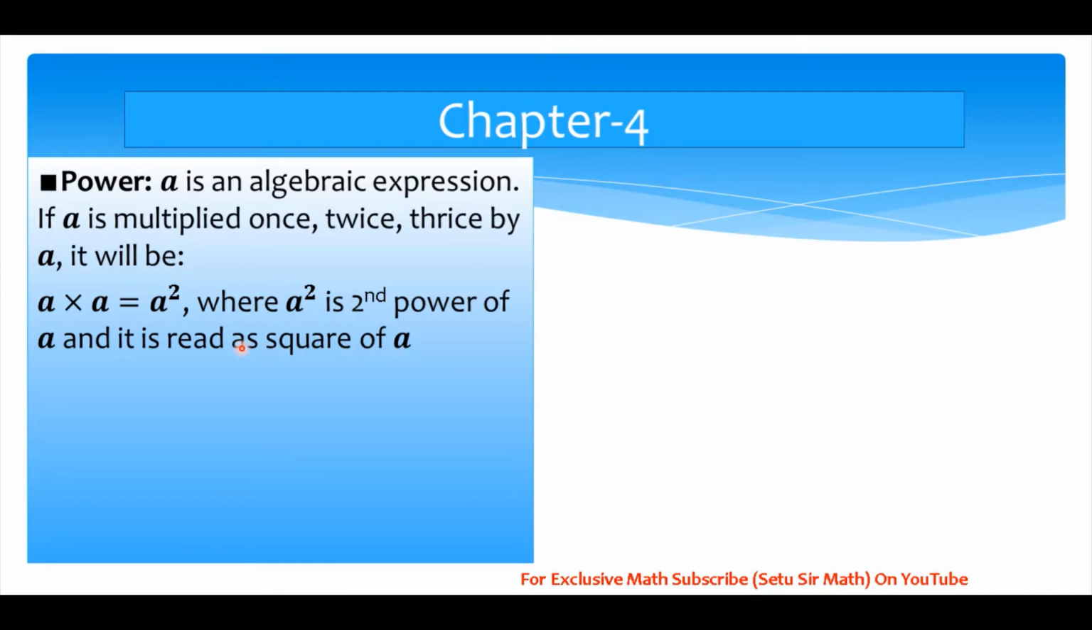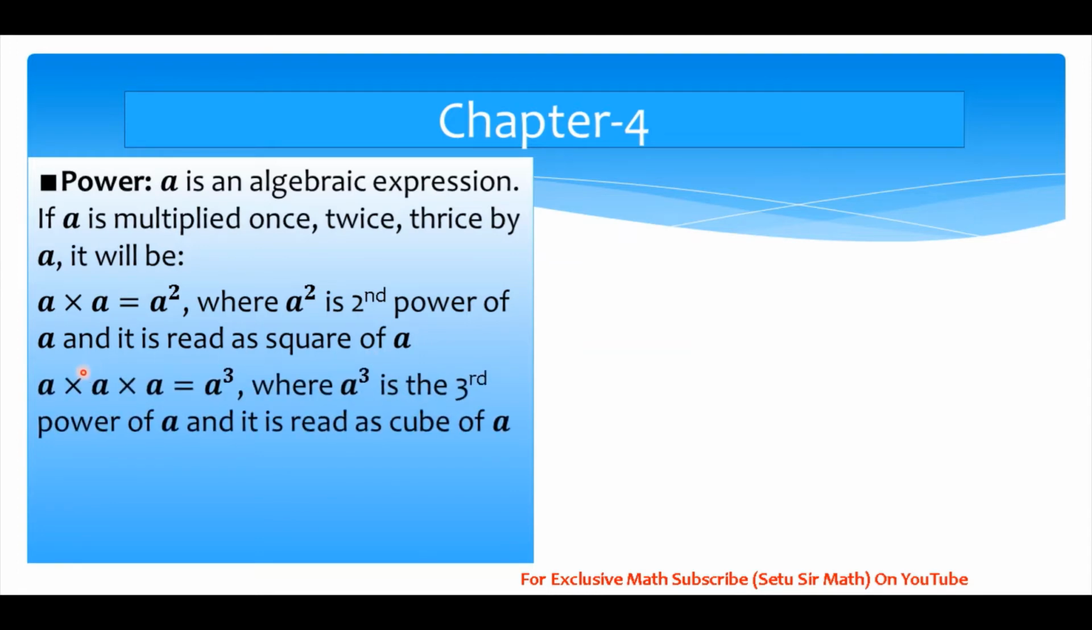That means we can say A to the power 2, or we can read it as A square. Now A multiplied by A multiplied by A equals A to the power 3, where A to the power 3 is the third power of A and it is read as the cube of A. That means we can say A to the power 3, or we can read A cube.